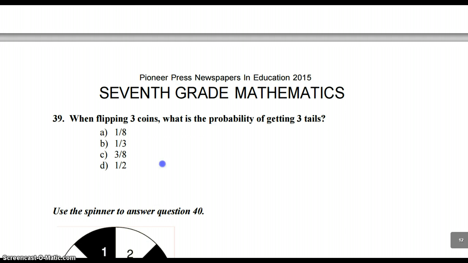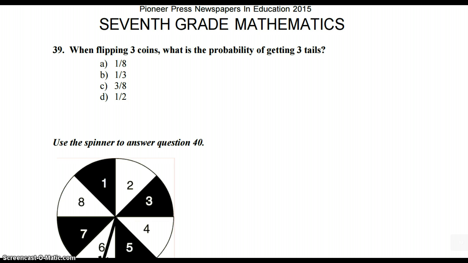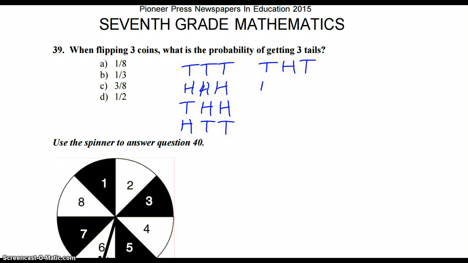Alright, 39. When flipping 3 coins, what is the probability of getting 3 tails? Well, first we need to look at all of our possibilities. Lots of different ways you can do this. 3 tails would be tails, tails, tails. Remember, there's also the possibility of heads, heads, heads. There's tails, heads, heads, and then I like to do all the opposites. Heads, tails, tails. There's also tails, heads, tails. And what's the one we're missing here? Let's see. Heads, heads, tails, and tails, heads, heads.